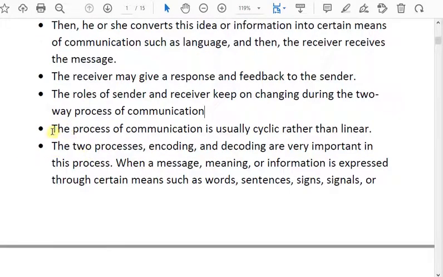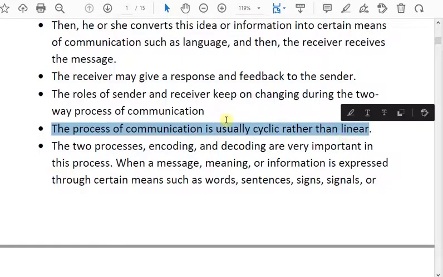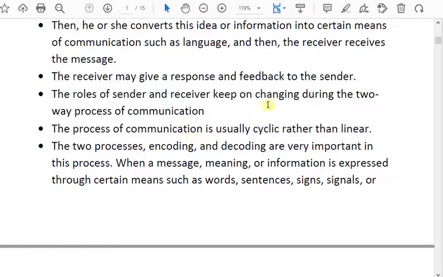Okay, so the process of communication is usually cyclic rather than linear. When there is role changing, that process is known as a cyclic process, okay, not linear. Like an earthquake which occurs all of a sudden, and we are not sure when it will come back. Okay, so it is cyclic. We are sure the turn is coming.